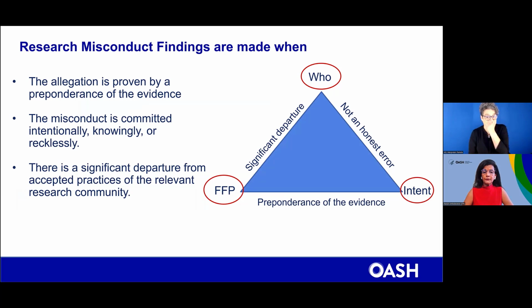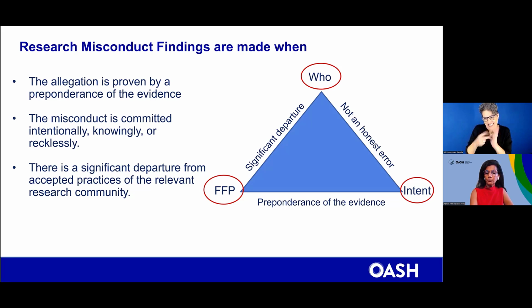For a research misconduct finding to be made under the Public Health Service definition, under the PHS regulation, the allegation should be proven by a preponderance of the evidence. That's fabrication, falsification, and plagiarism should be proven. And it should be proven that the respondent acted intentionally, knowingly, or recklessly. So that's the intent that should be proven.